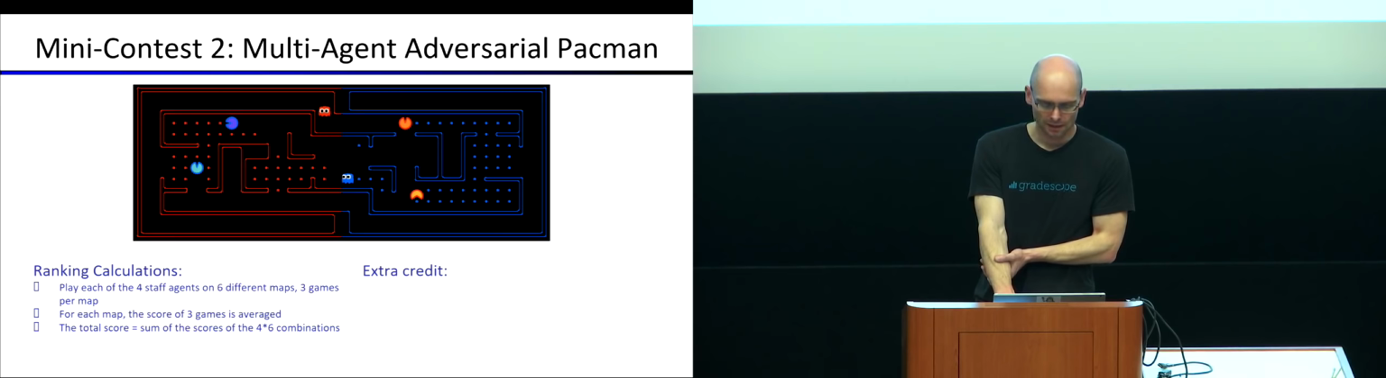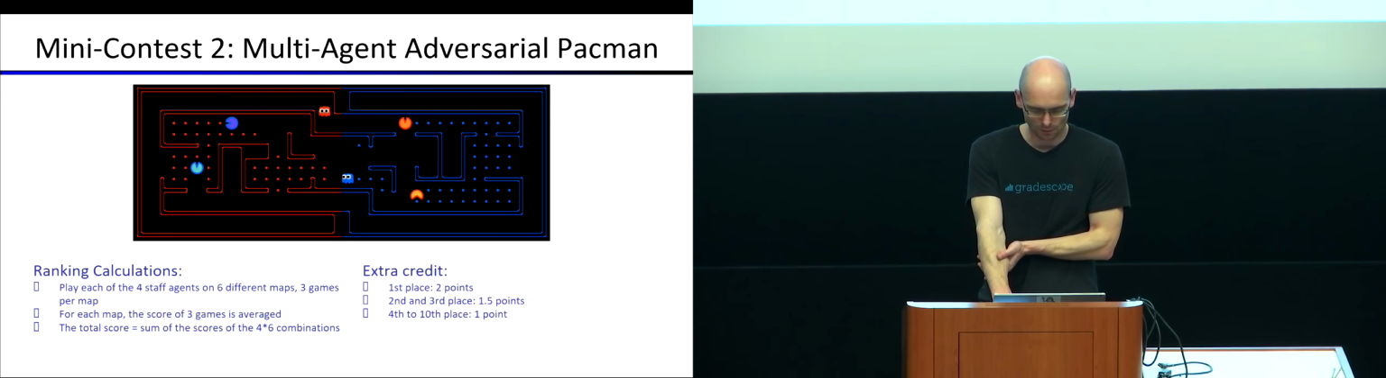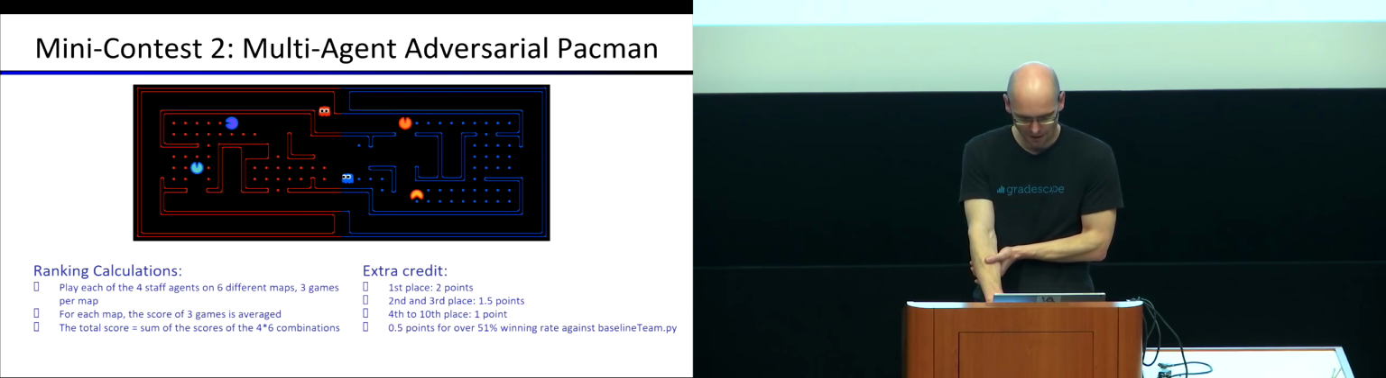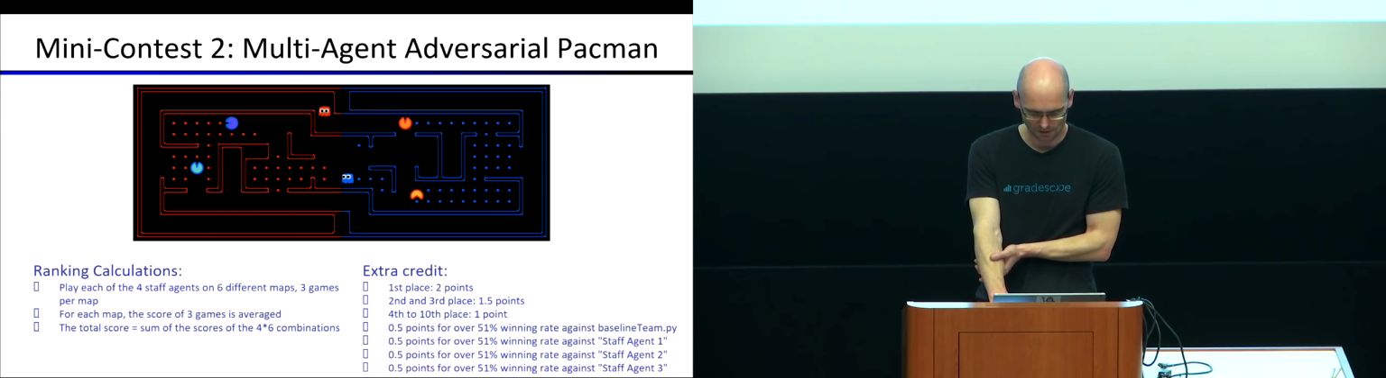There's also some extra credit involved on Project 2. If you were first place in the ranking, you get 2 extra credit points, second and third place 1.5, fourth to 10, 1 point, and 0.5 points if you win at least 51% of the time against a baseline team we provided, similarly for the 3 staff agents.